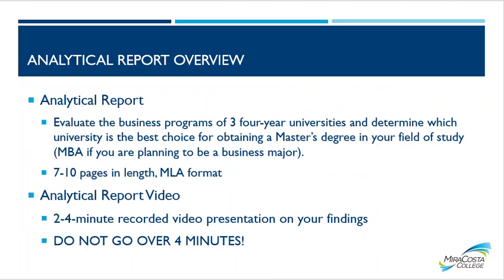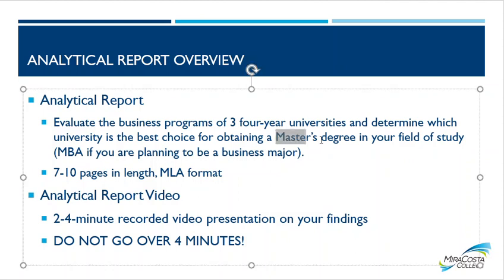So what is the analytical report that you are going to be writing about? You are going to be evaluating the business programs of 3 four-year universities and determine which university is the best choice for obtaining a master's degree. Not a bachelor's degree, a master's degree in your field of study. So if you're a business major, it would be an MBA, Master's in Business Administration. So make sure master's degree, not bachelor's.